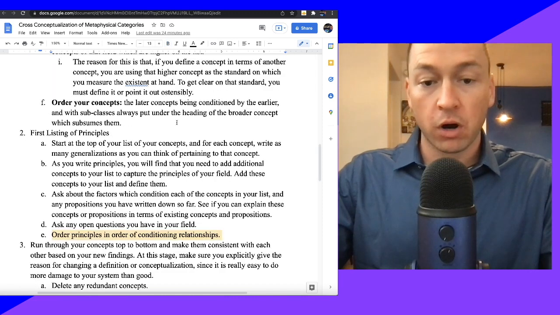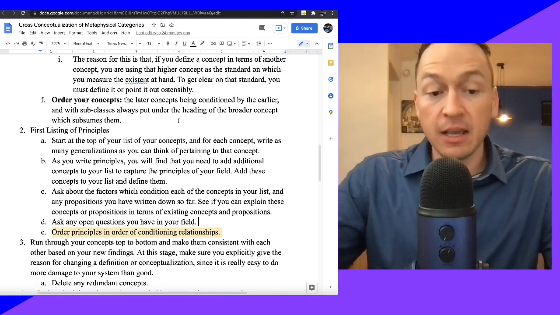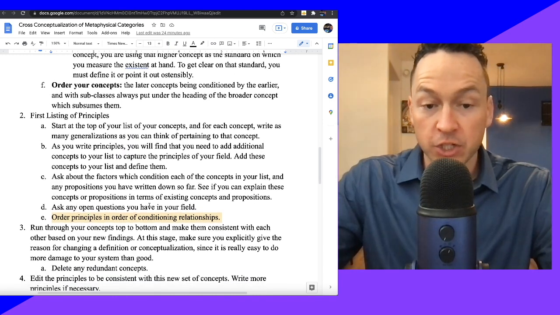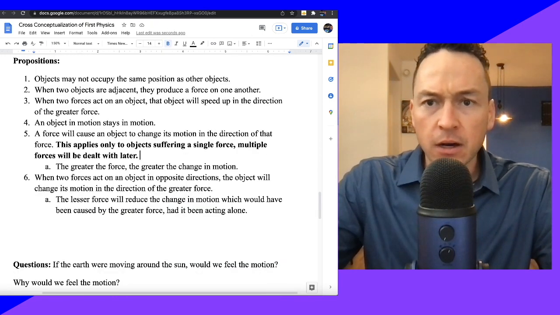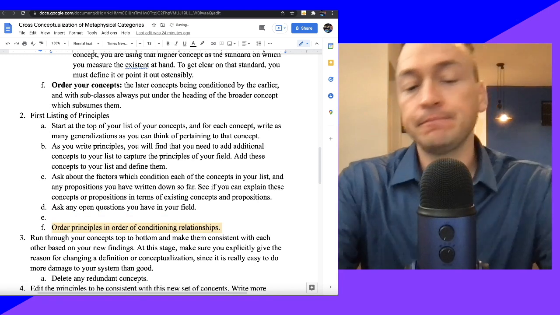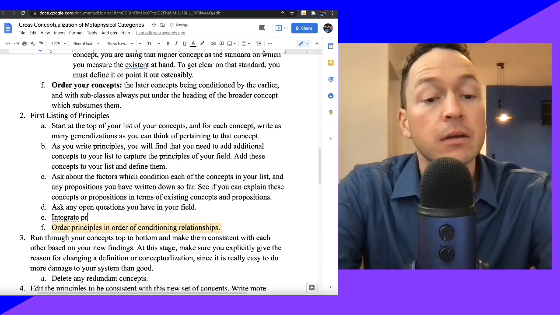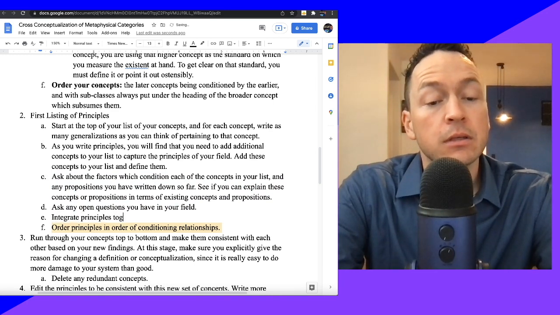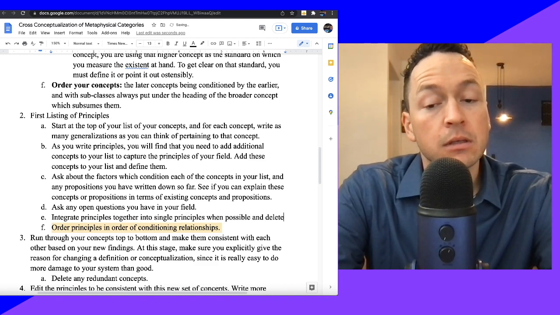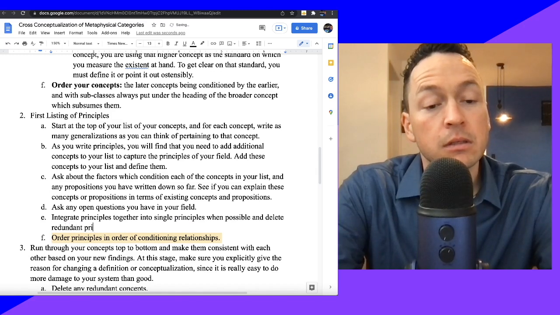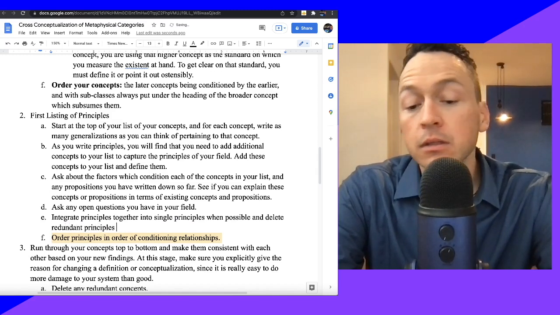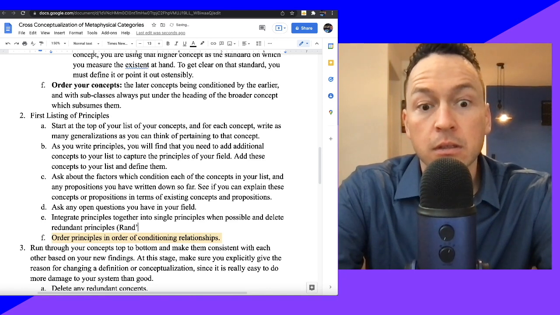I'm going to add one more principle to the cross-conceptualization, which is, what is this? Oh, yeah. Let's add Rand's razor as a method to the method of cross-conceptualization. And that tells us to integrate principles together into single principles when possible and delete redundant principles. That's just Rand's razor with regard to principles.